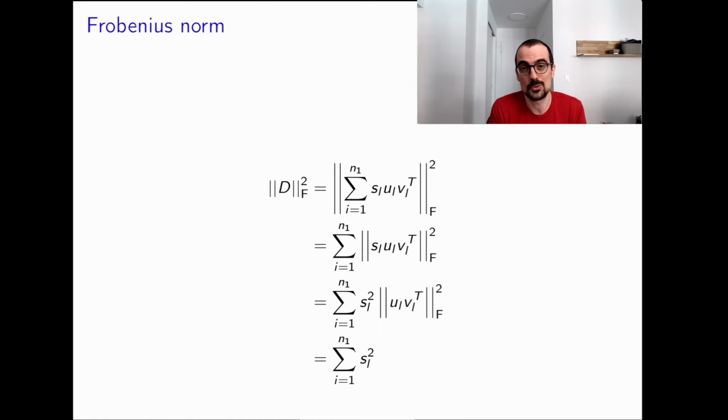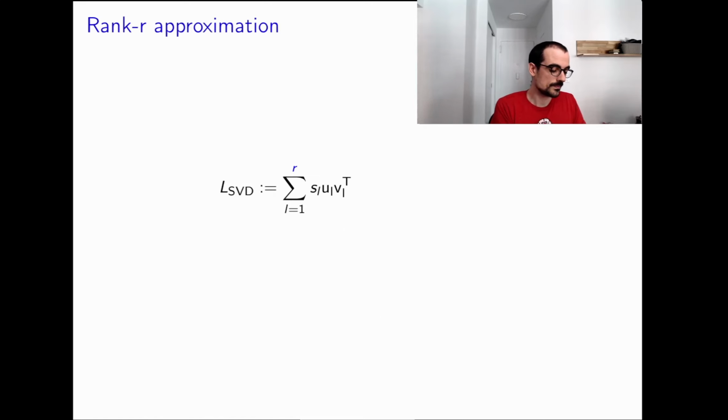So if we want to compute a low rank approximation, what should we do? We should keep the R terms that have the largest singular values. Usually in the singular value decomposition, they're ordered. So S1 is the largest singular value, S2 is the second largest, and so on. So we basically take the first R singular values, and that gives us a low rank matrix decomposition.